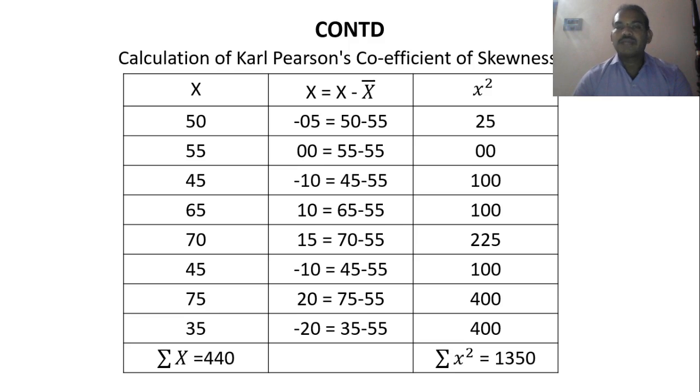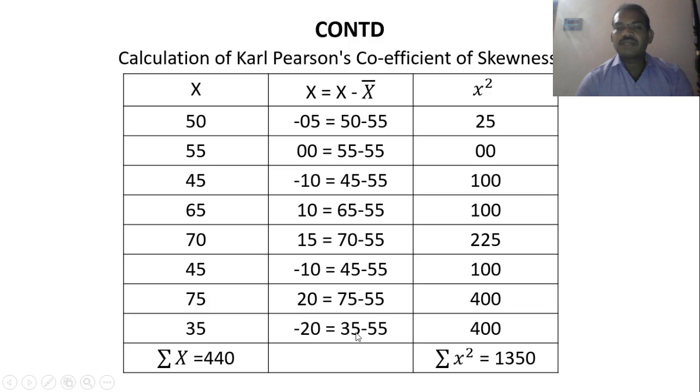Therefore small x: 50 minus 55 is minus 5. 55 minus 55 is 0. 45 minus 55 is minus 10. 65 minus 55 is plus 10. 70 minus 55 is 15. 45 minus 55 is minus 10. 75 minus 55 is 20. 35 minus 55 is minus 20.